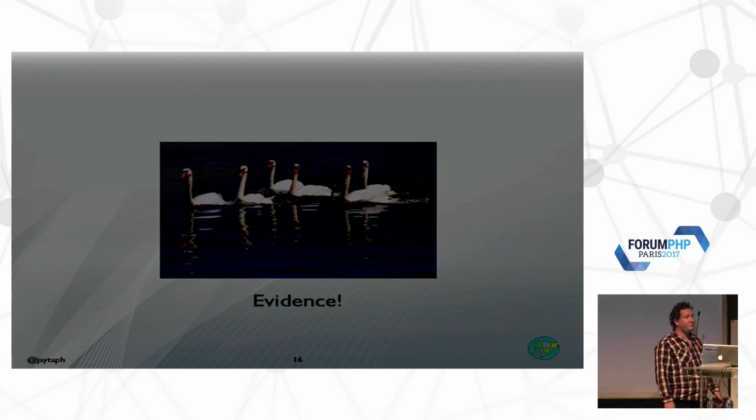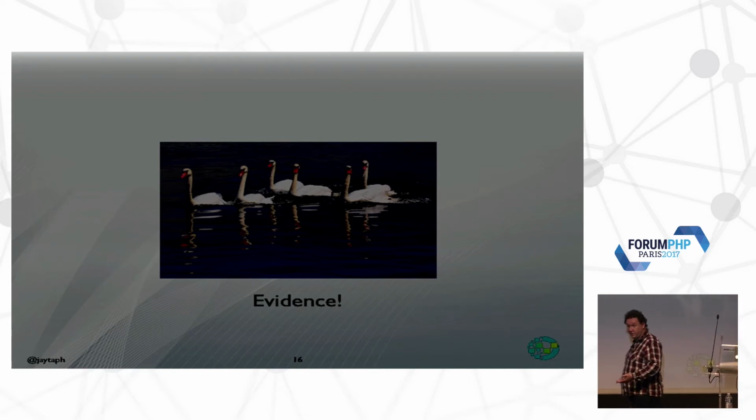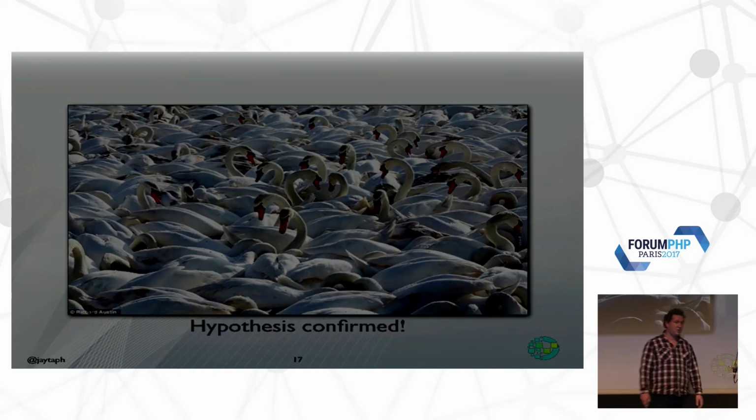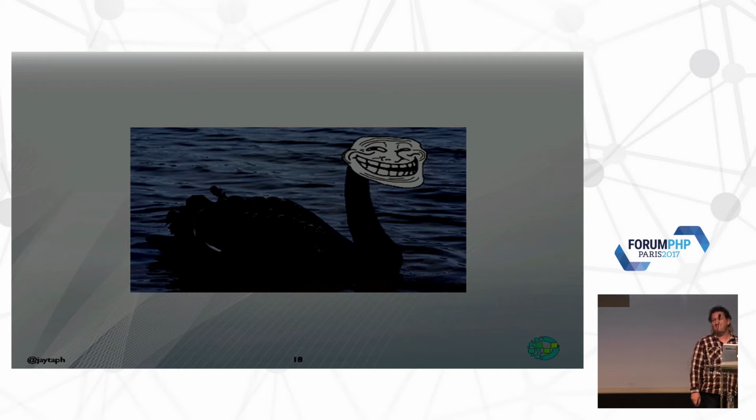And then multiple swans appeared in the pond, all white. You see, there's evidence that those swans are white. And I start asking people, have you seen white swans? And they said, yeah, of course I've seen white swans. So there's a whole lot of evidence about swans being white, because everybody says, yeah, I've seen white swans, until this one shows up. Yeah, there goes my theory.